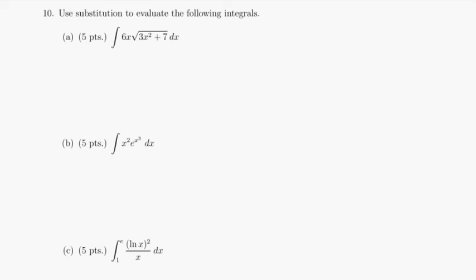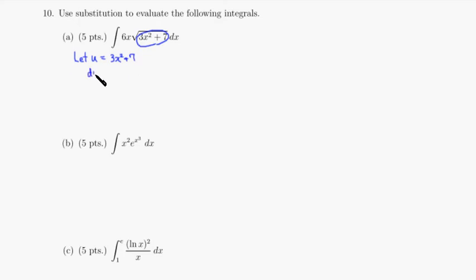Okay, let's look at exam 3A, problem number 10, part A. We want to evaluate this integral. First, we want to try to simplify by letting u be this guy. So let u be the stuff inside the square root, so it's going to be 3x squared plus 7.